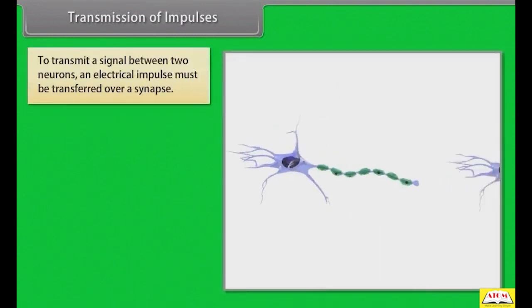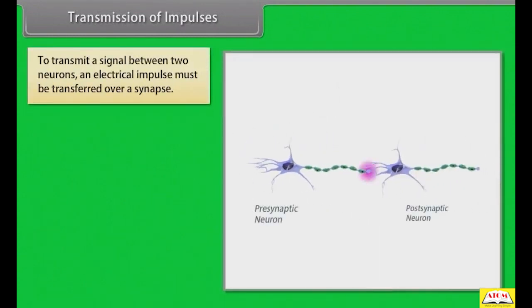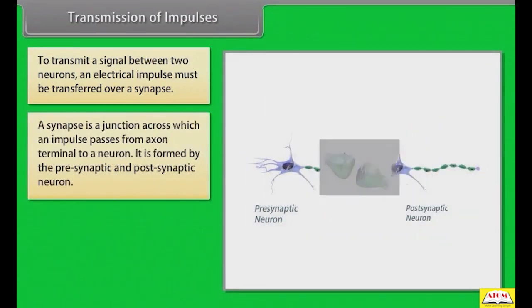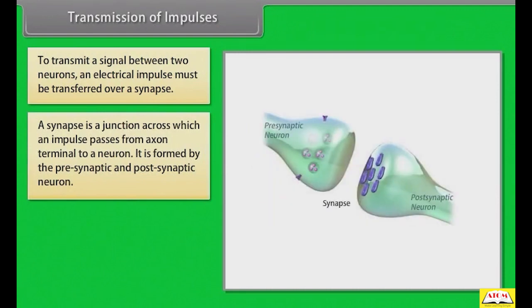Transmission of impulses. To transmit a signal between two neurons, an electrical impulse must be transferred over a synapse. A synapse is a junction across which an impulse passes from axon terminal to a neuron. It is formed by the presynaptic and postsynaptic neuron.